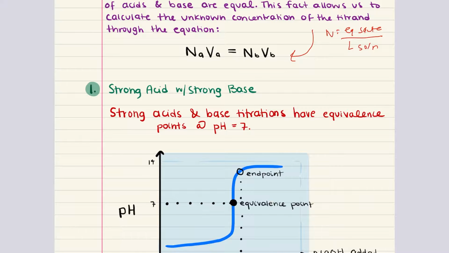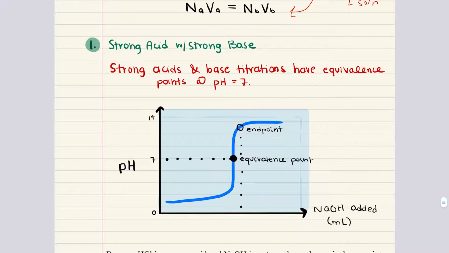a known solution. Now, acid-base titrations can be performed for different combinations of strong and weak acids and bases. The most useful titrations involve at least one strong species, either a strong acid or a strong base, and this is because strong acids and bases fully dissociate in water, leading to more clear and more abrupt changes in pH that accurately indicate the equivalence point.